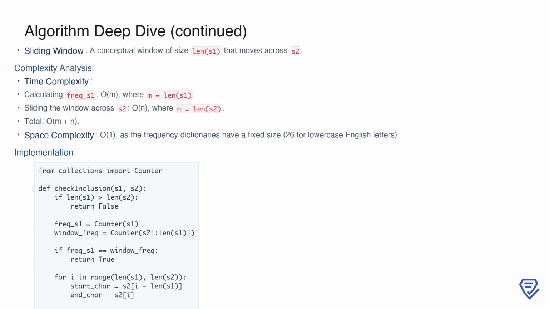When analyzing the time complexity, calculating the frequency dictionary for S1 takes O(m), where m is the length of S1. Sliding the window across S2 involves processing each character of S2 exactly once, resulting in a complexity of O(n), where n is the length of S2. Thus, the total time complexity is O(m plus n). For space complexity, the frequency dictionaries only need to store counts for at most 26 characters, assuming the input is restricted to lowercase English letters. This gives a constant space complexity of O(1).